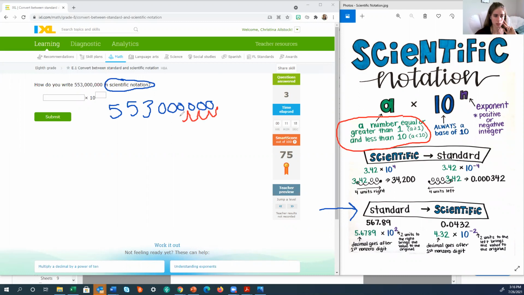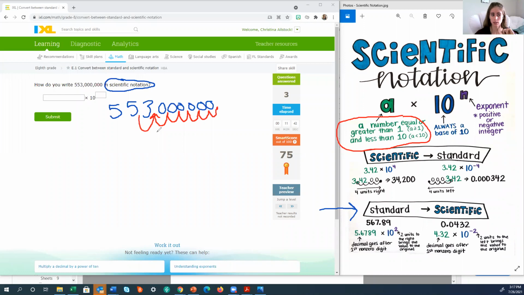So I'm gonna count later. I got a lot of moving. All right, let's say I stopped right here. If I stopped right there, what would my number be? 553. Does that fall between 1 and 10? No, so I can't really stop there. I got to keep going.